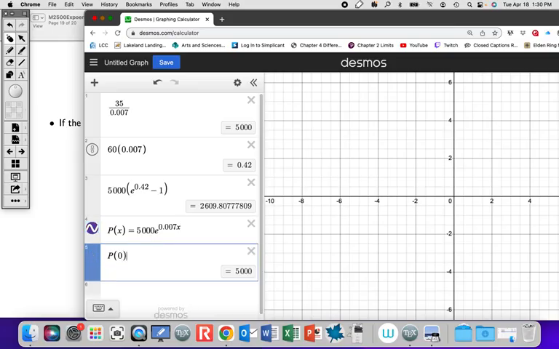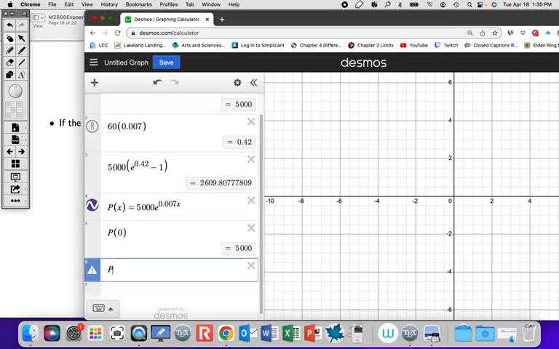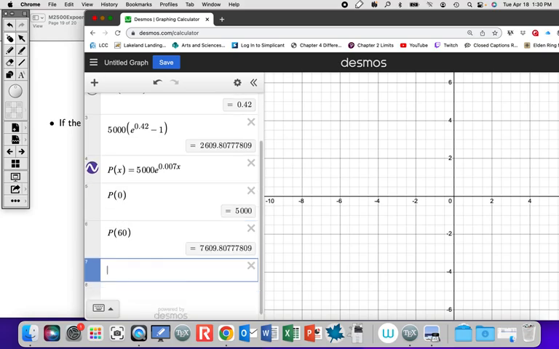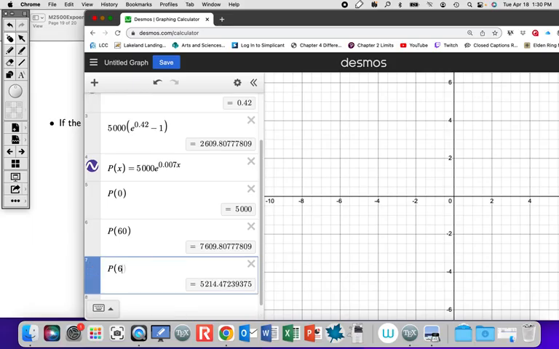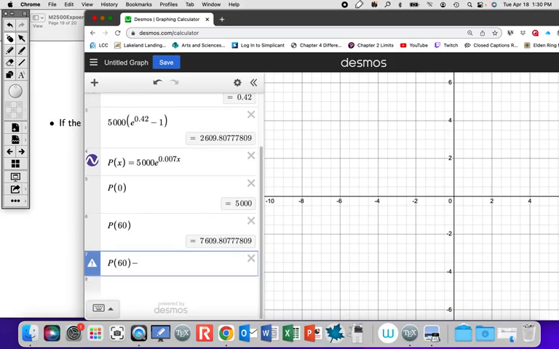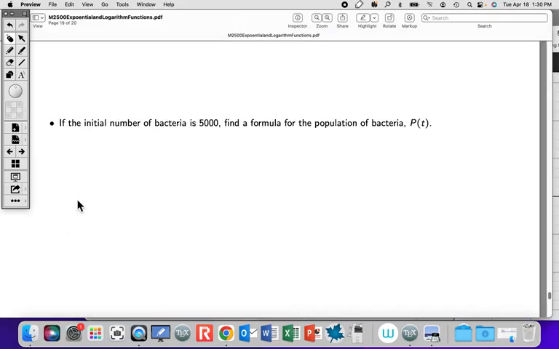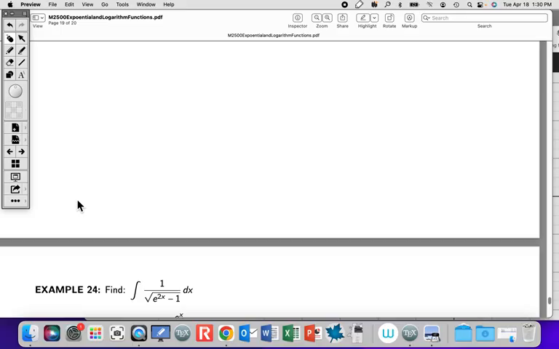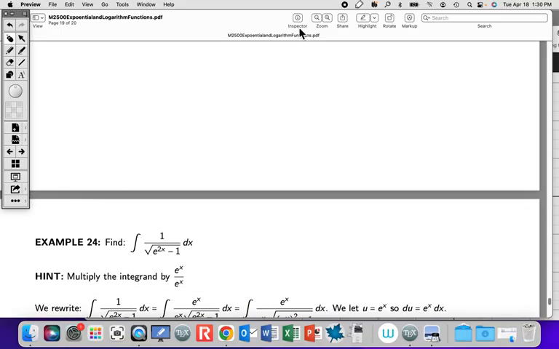Let's look at P of 0. There's 5,000. Let's look at P of 60. And let's look at P of 60 minus P of 0. And sure enough, that's the number we had before. Okay, so there's the net change for us using the original P of t. So that'll do it for example 23.